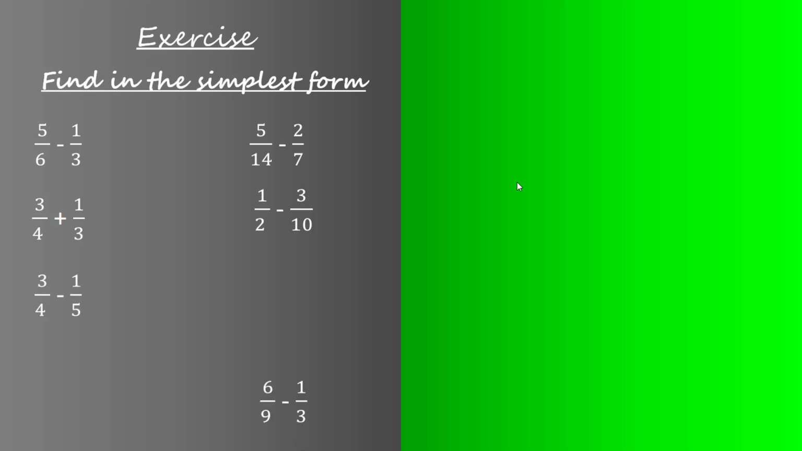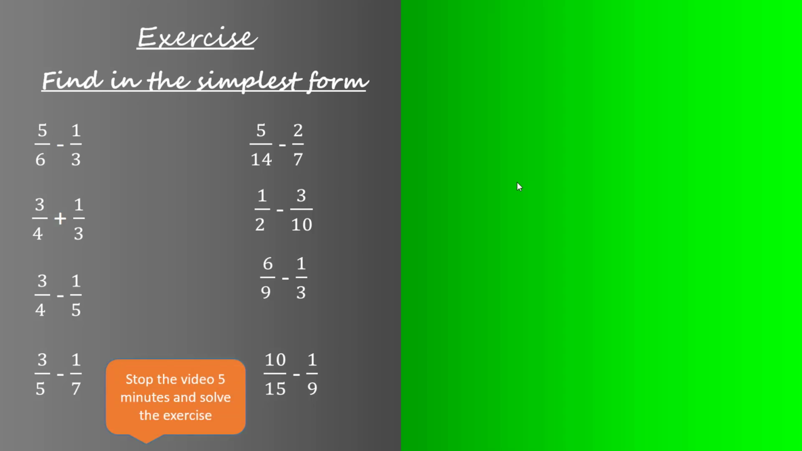Exercise, you can do it by yourself. Find in the simplest form: 5 over 6 minus 1 over 3, 5 over 14 minus 2 over 7, 3 over 4 plus 1/3, and 1/2 minus 3/10, 3 over 4 minus 1/5, and 6 over 9 minus 1/3, 3 over 5 minus 1/7, 10 over 15 minus 1/9. Stop the video 5 minutes at least and solve the exercise.